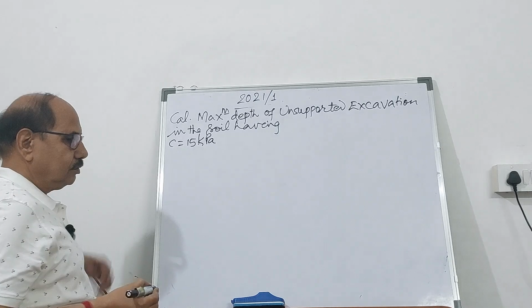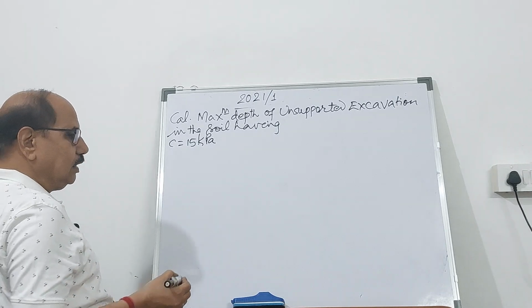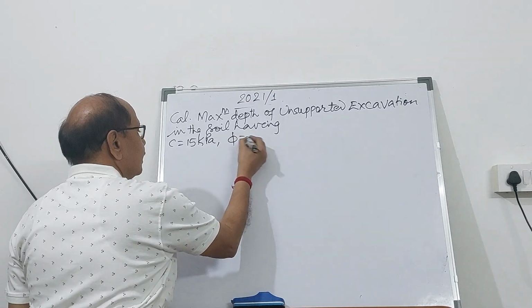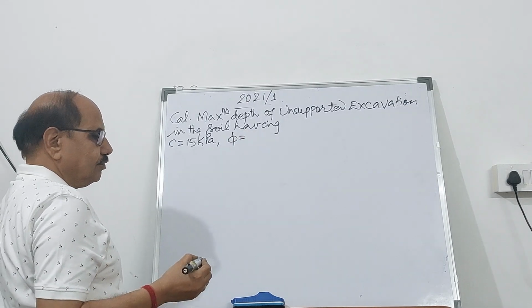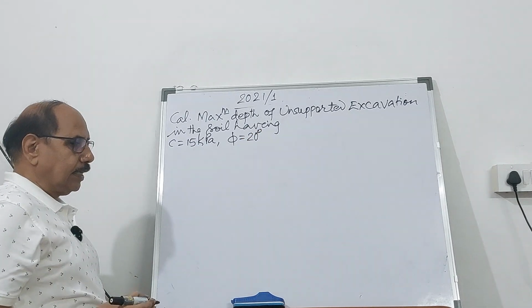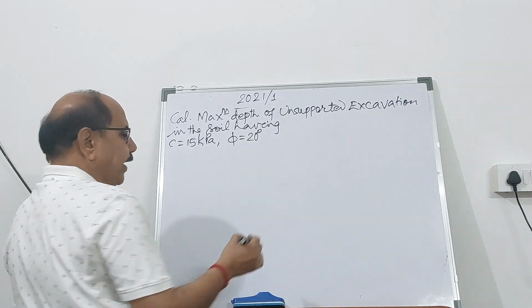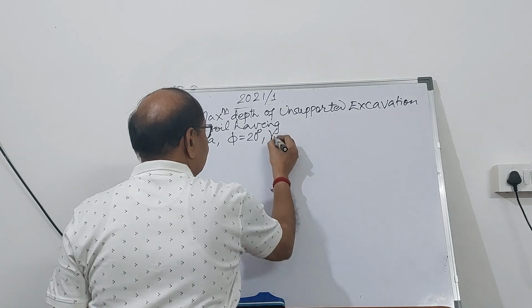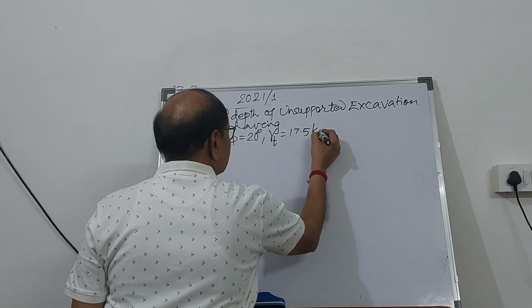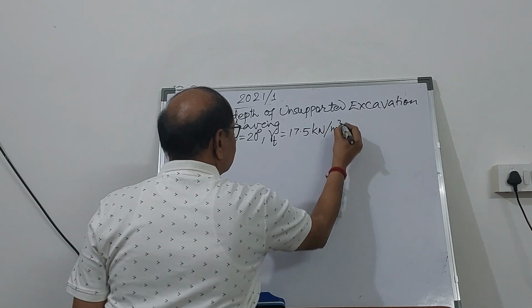So quite soft. The value of C is given to you as 15, and phi, the angle of internal friction, is given as 20 degrees. And the unit weight gamma T is 17.5 kilonewton per cubic meter.